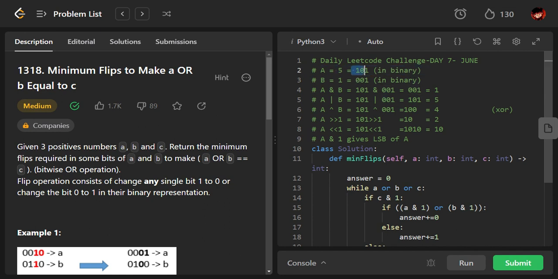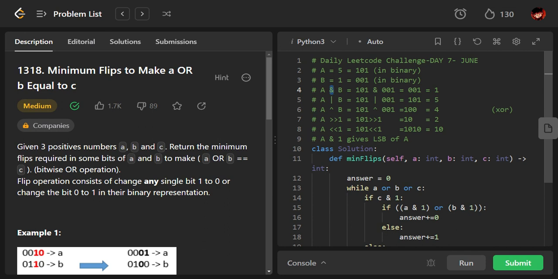Okay, 5 is represented by 101, and 1 is represented by 001. Now we'll see how the bitwise operations work when we take these numbers into consideration. Now comes the AND operator. How does the AND operator work? If the first bit is 1 and the second bit is also 1, the result is 1.